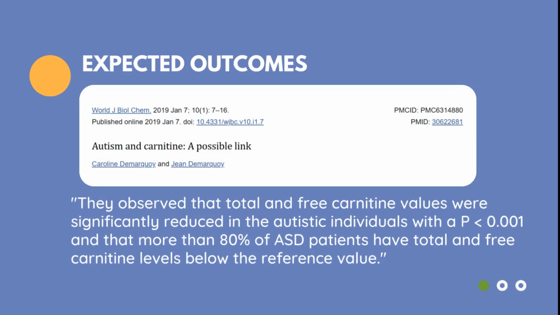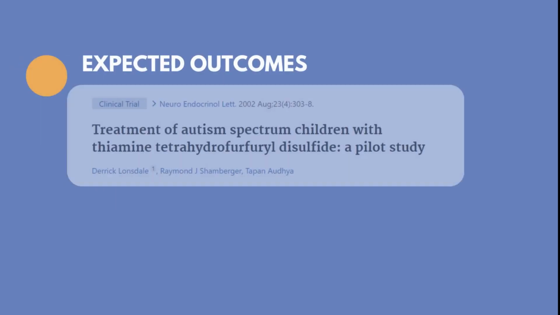So improvements with CoQ10. Carnitine, right? Observed total free carnitine values were significantly reduced in patients with autism, and more than 80% of patients have total and free carnitine levels below the reference value. So certainly addressing a carnitine deficiency, often secondary to malabsorption, really important for gut motility and muscle tone, overall mitochondrial function.